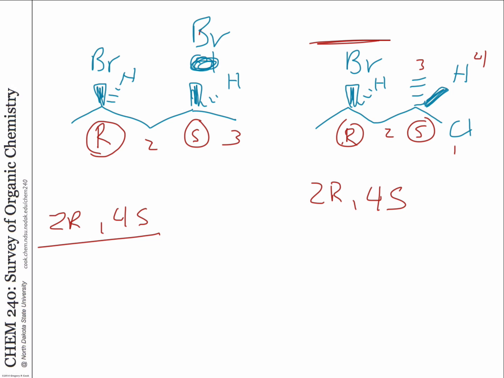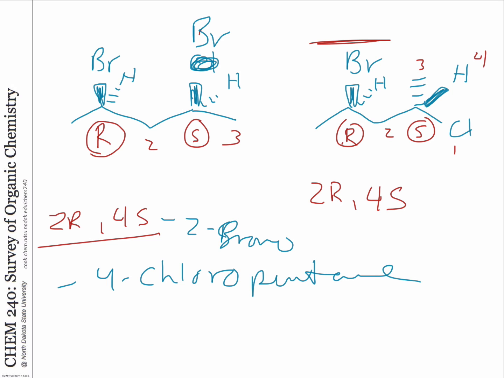When you're naming this, do you put the 2R,4S in parentheses and then 2-bromo? Parentheses, that's a good question. Who knows the details? I don't remember. I would do 2R,4S for the chloro one, right? 2-bromo, 4-chloro pentane. That's how I would do it, and I think that will be right. I don't know. Parentheses are often used, I think. Is that how your book does it?